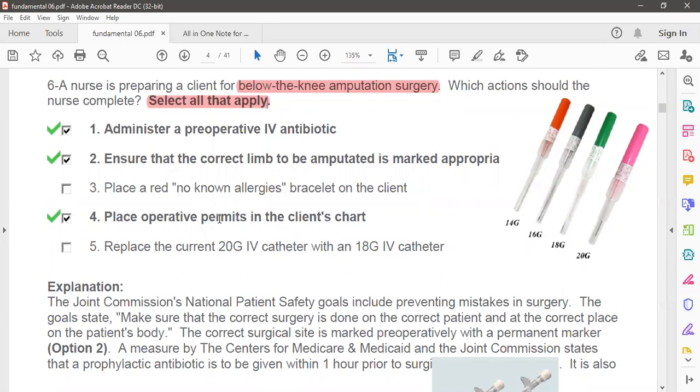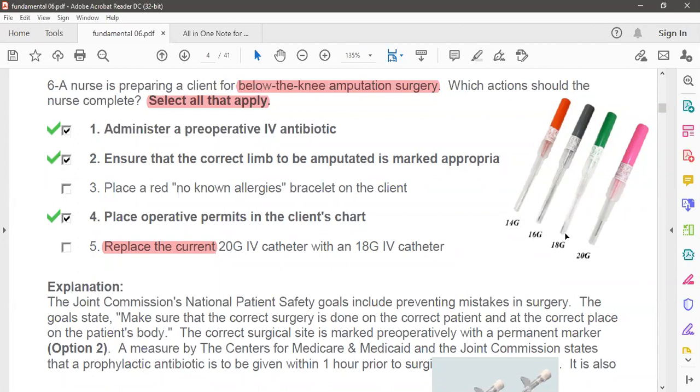Place the operative permit in the client chart. Definitely it is. Replace the current 20G IV catheter with an 18G IV catheter. You can see this is the cannula, with different calibers: 14, 16, 18, and 20G. When you start an IV channel, it is good to start with a larger gauge.